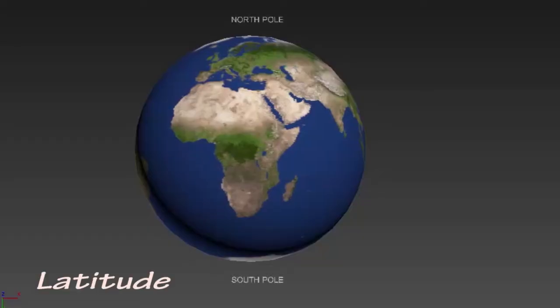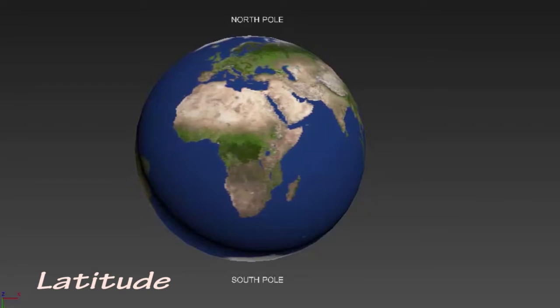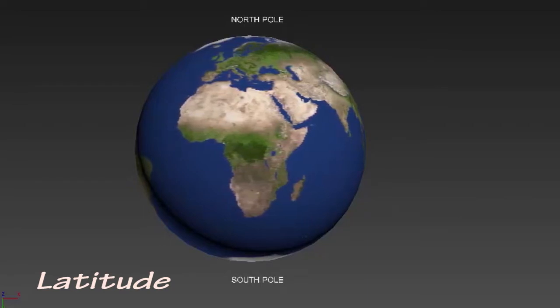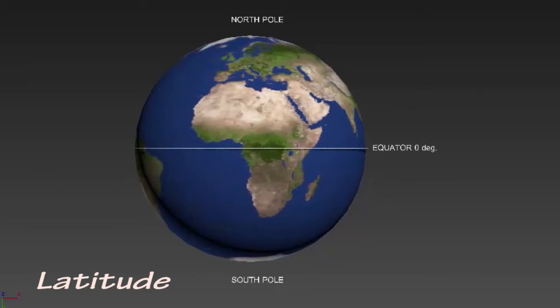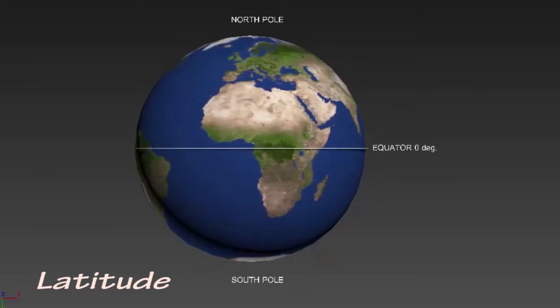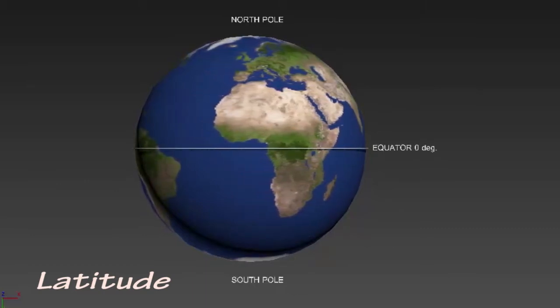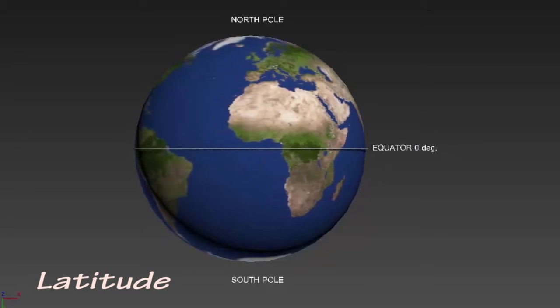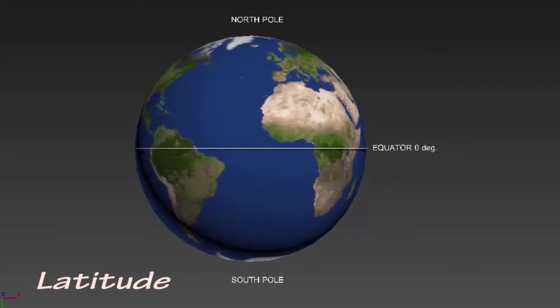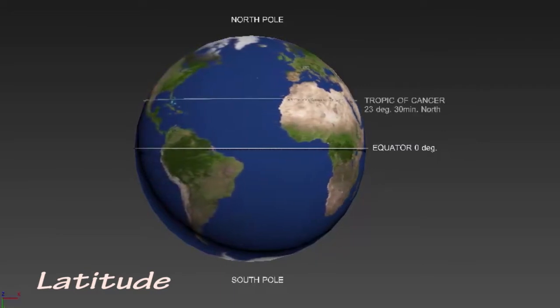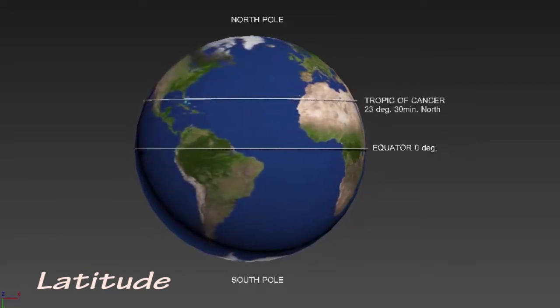Latitudes are imaginary lines on an Earth map to easily locate places on the Earth. Latitude is the distance north or south of the equator and is measured in terms of degrees of a circle. The equator is a line of 0 degree latitude and is the starting point for measuring latitude. The latitude of the North Pole is 90 degrees north and that of the South Pole is 90 degrees south.